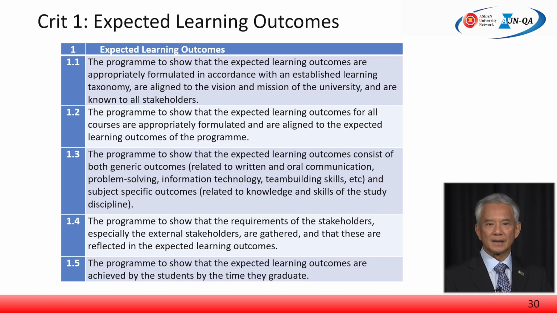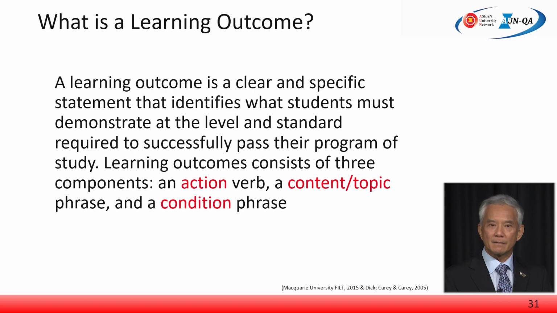It reads, the program to show that the expected learning outcomes are appropriately formulated in accordance with an established learning taxonomy, are aligned to the vision and mission of the university, and are known to all stakeholders. What is a learning outcome? A learning outcome is basically a clear and specific statement that identifies what students must be able to accomplish at the level of competency required to pass the program.